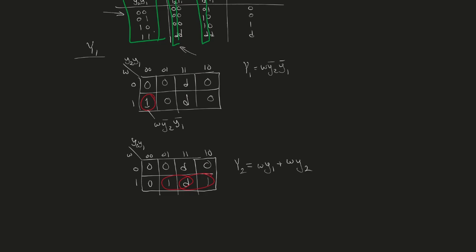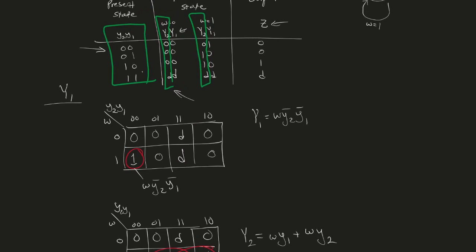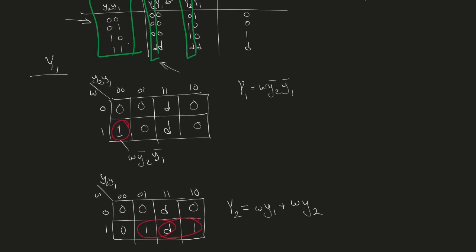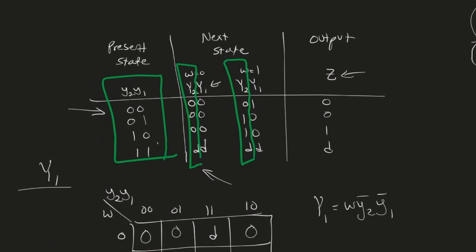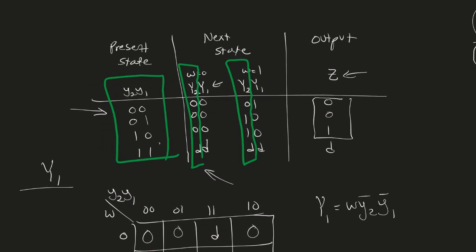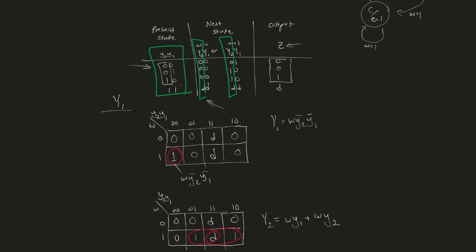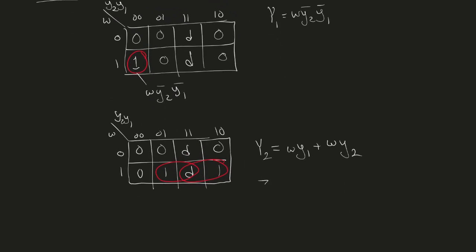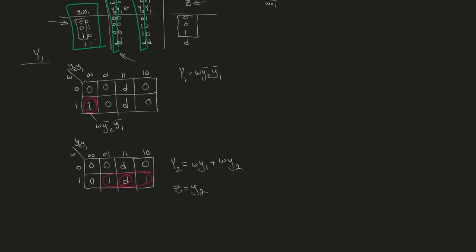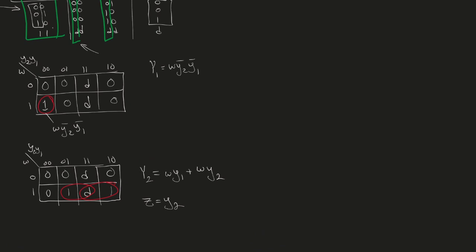So that's for y2. Now the last one is z, and we can see right away that z and y2 are equal to each other. So we didn't even have to do a K-map. We can just say z is equal to y2. Now we can draw a circuit using all of this.